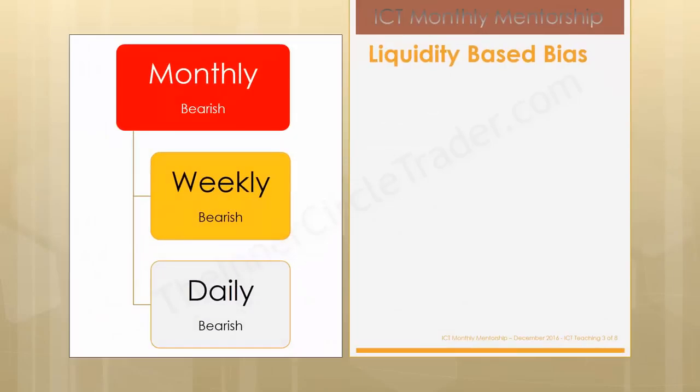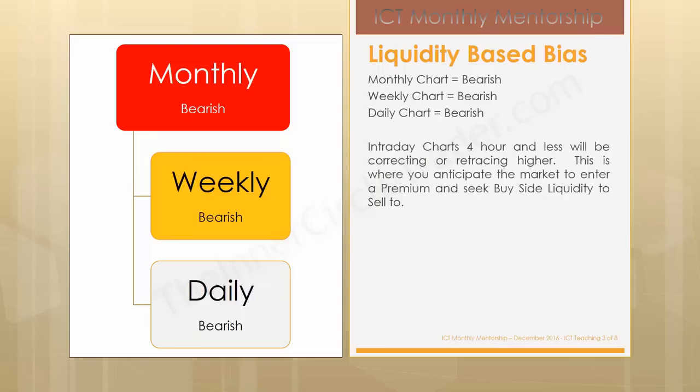Okay, liquidity-based bias. If the monthly chart is bearish, the weekly chart is bearish, and the daily chart is bearish, that'll give us a wonderful opportunity to get in sync with institutional order flow. Intraday charts, 4 hours and less, will be correcting and retracing higher. Now again, the markets are predisposed to go lower because on the monthly, weekly, and daily we have arrived at a bias where we have seen price want to go lower. It's been making lower lows and lower highs. Support levels are giving way. Resistance levels are being formed and being respected.